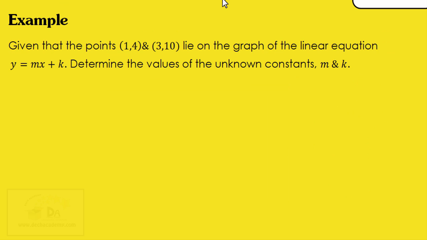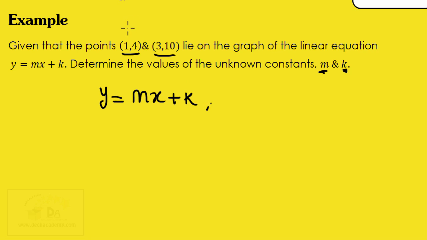It says, given that the points, the coordinates (1, 4) and (3, 10) lie on the graph of the linear equation y equals mx plus k, determine the values of the unknown constants m and k. So hold on. I have a linear equation. Now, m and k are constants. They are some numbers we don't know. So we need to find the numerical value of m and the numerical value of k.